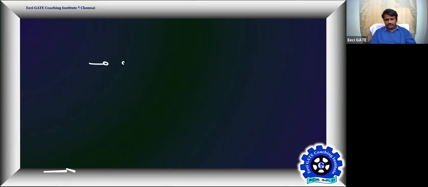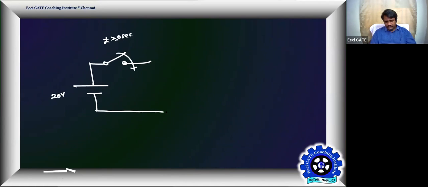So it looks like this. That's a switch getting closed for t greater than or equal to 0 seconds, excited by a battery of 20 volts, for example. I have a resistor of 5 ohms, an inductor, and a capacitor.